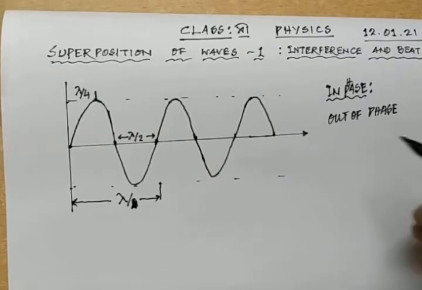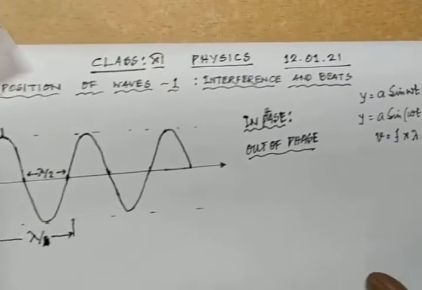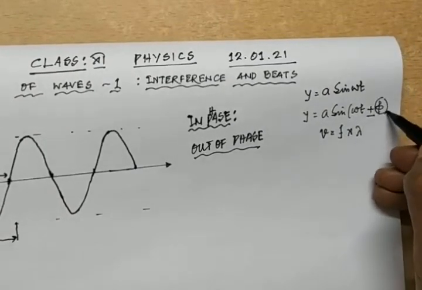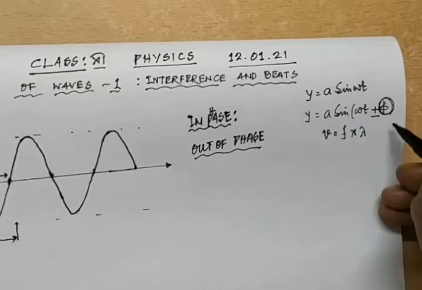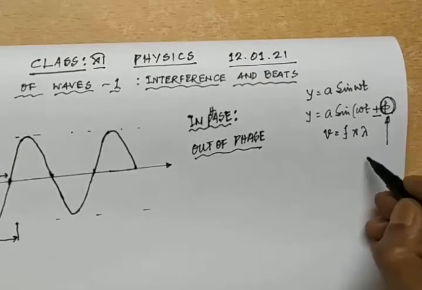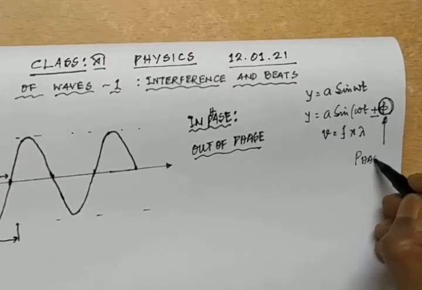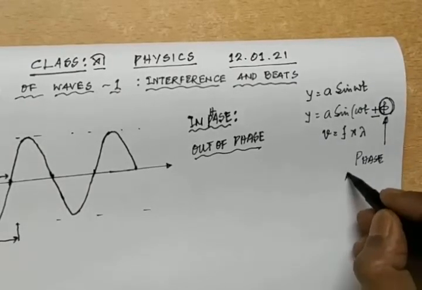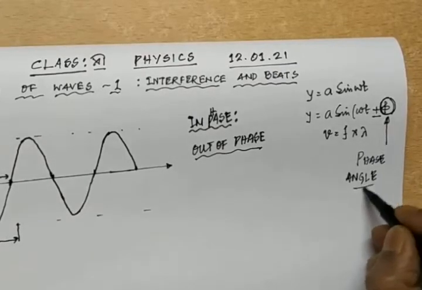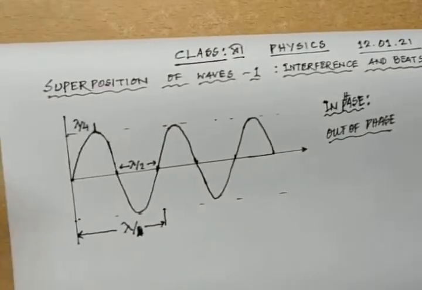Now, how much out of phase is this one? We can say it with the help of this. This is the key thing. This is called the phase angle. Remember, this is called the phase angle. So how much difference do these two have in the phase?